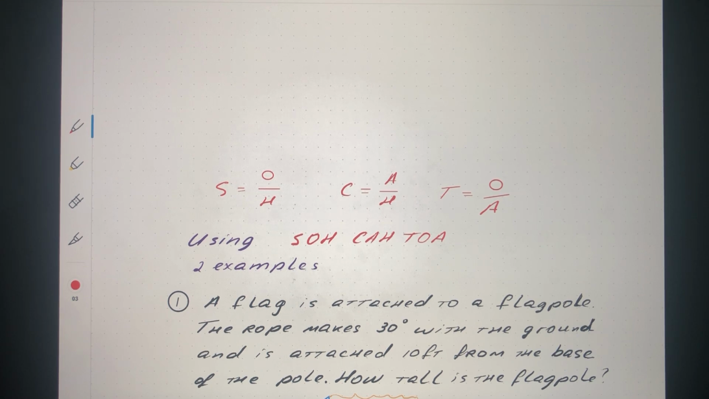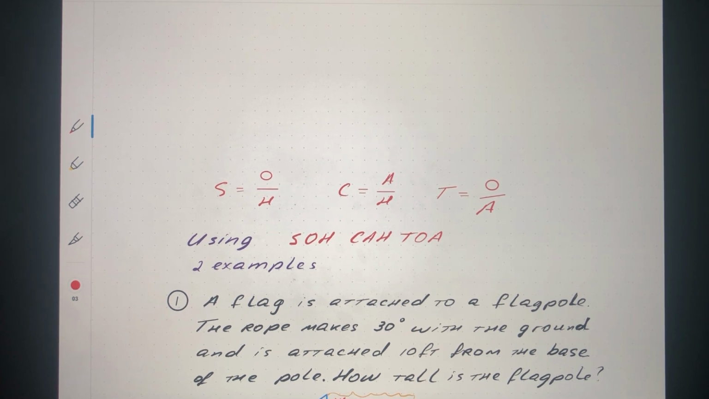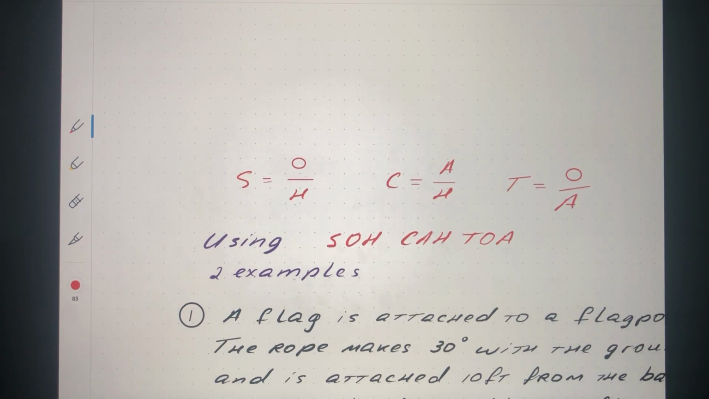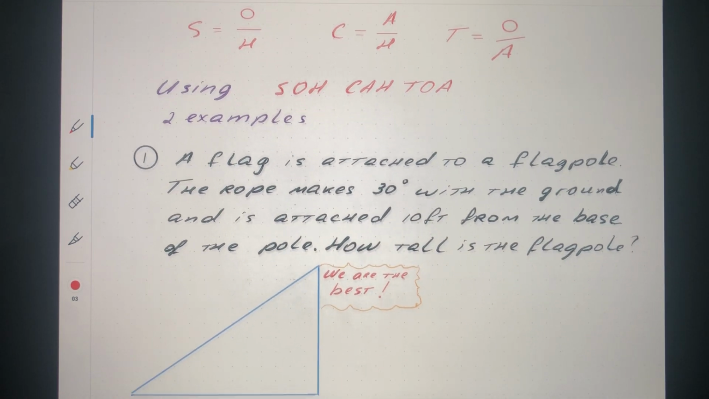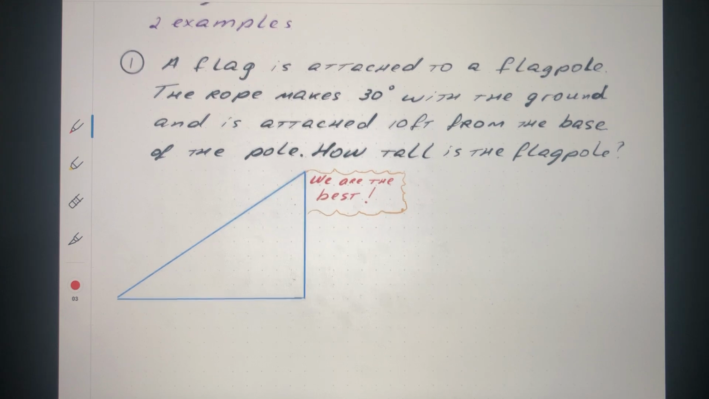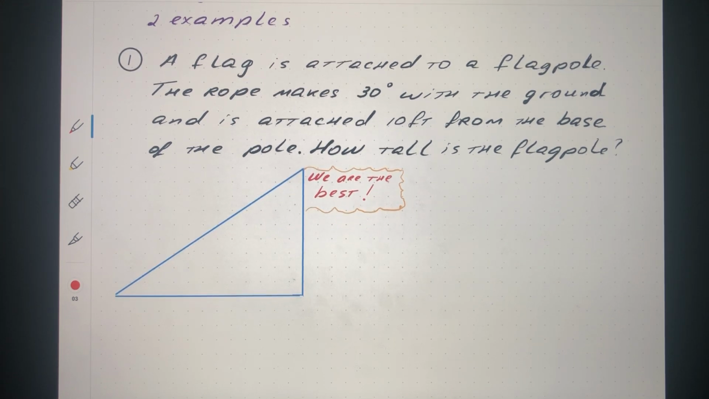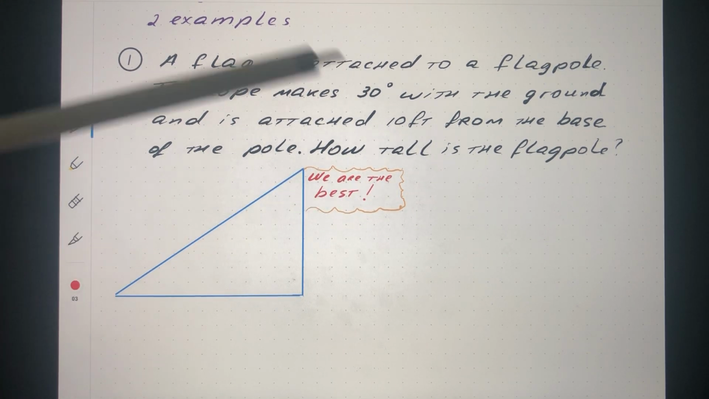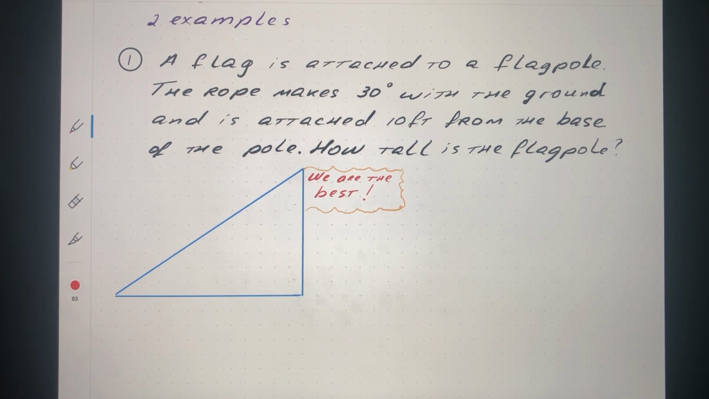So here is the diagram of a flag, and let's scroll up. So here is our flag, and it's an international flag. They all say the same thing: we are the best, every country. So no matter where you are, that's what they all believe. So this is everybody's flag. Now, how tall is the pole?